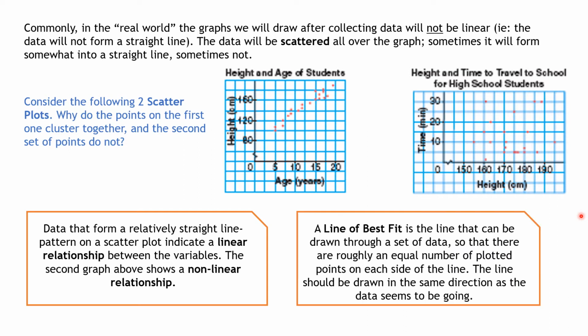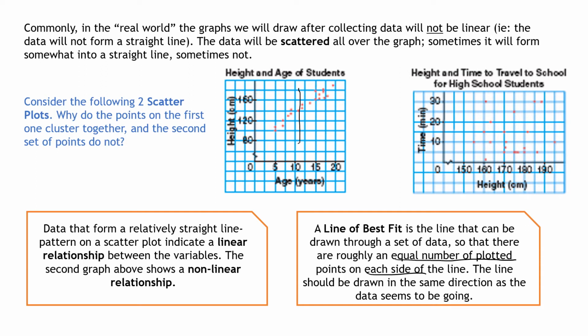A line of best fit is the line that can be drawn through the set of data so that there are roughly an equal number of plotted points on each side of the line. The line should be drawn in the same direction as the data seems to be going. So I'm going to draw a line here on the first graph that does have a relationship. So normally I would use my ruler. It doesn't work that well here, but I would not draw, for example, a line like this, right? That line does cut the data in half, which is right here, an equal number on each side. So that is pretty close to that.